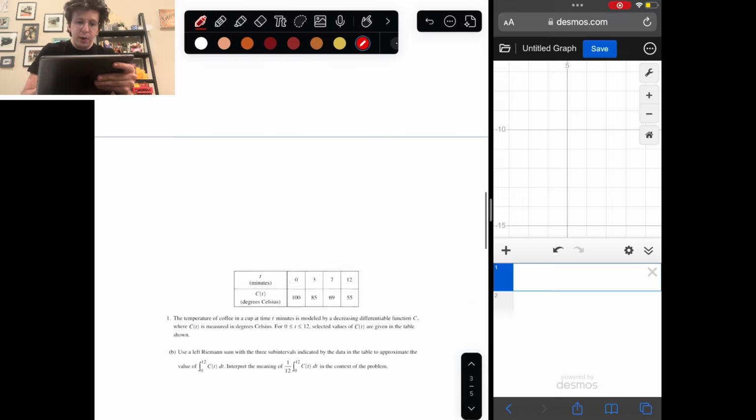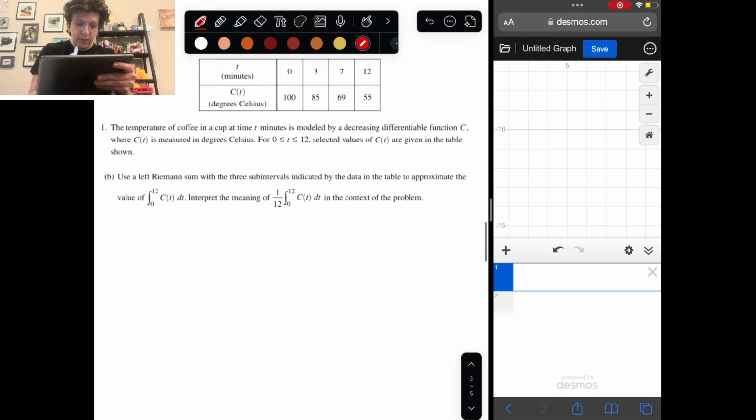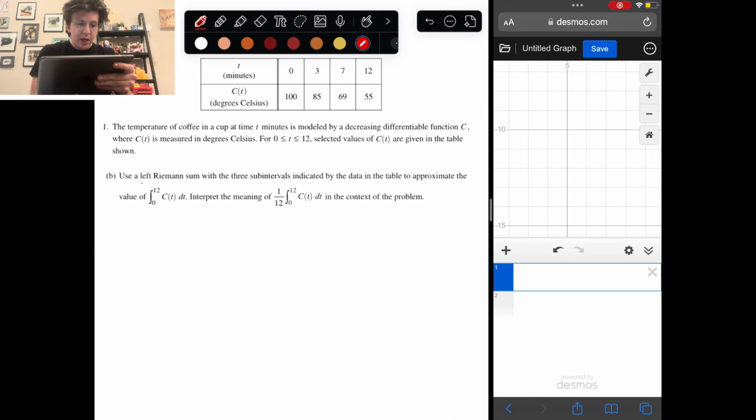All right, let's go to part B. Part B: use a left Riemann sum with 3 subintervals indicated by the data in the table to approximate the value of the integral from 0 to 12 of C of t dt. Interpret the meaning of 1 over 12 times the integral from 0 to 12 of C of t dt in the context of the problem. All right, so this has 2 main problems that we have to talk about.